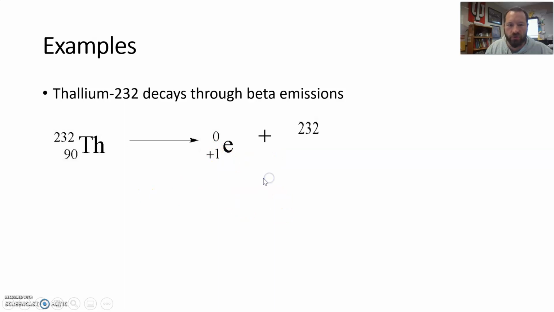Again, the rules are still the same. My numbers on top have to add up. So 232 plus 0 is 232. And then in order to get to 90, if I have a positive 1, I must also need 89. So I use my periodic table. I find number 89, actinium. There's my symbol, Ac. Actinium-232.